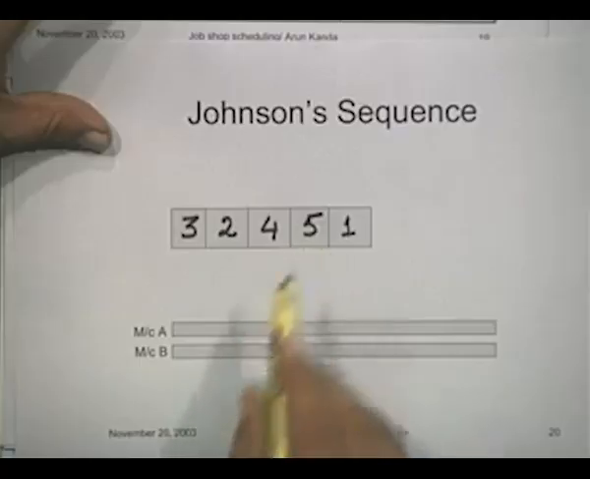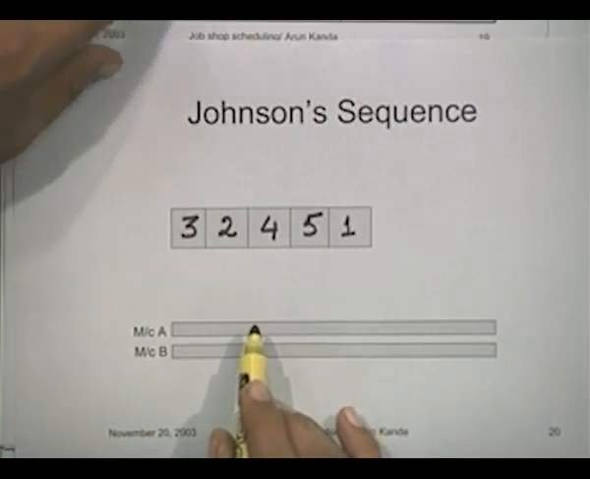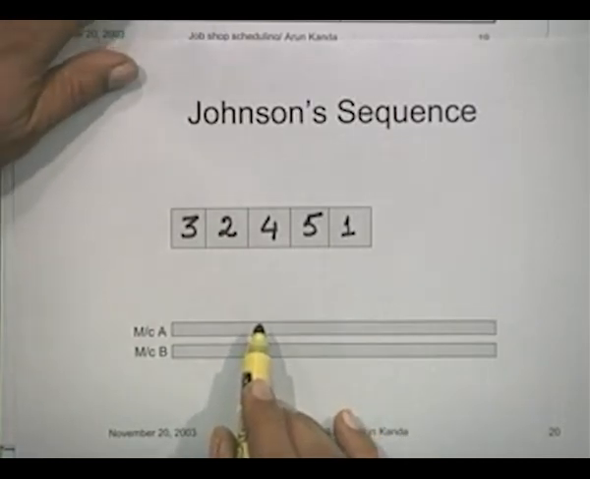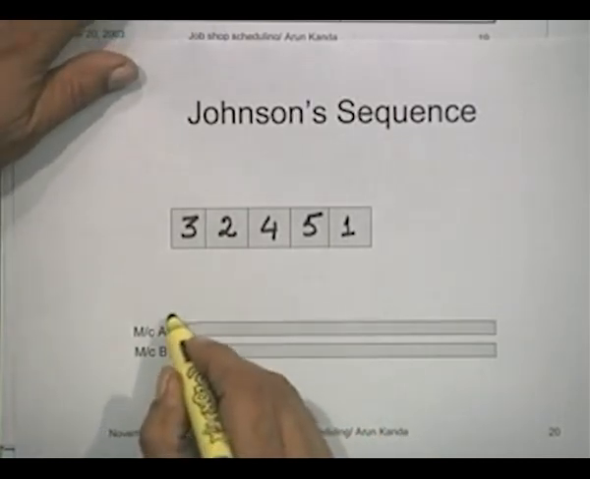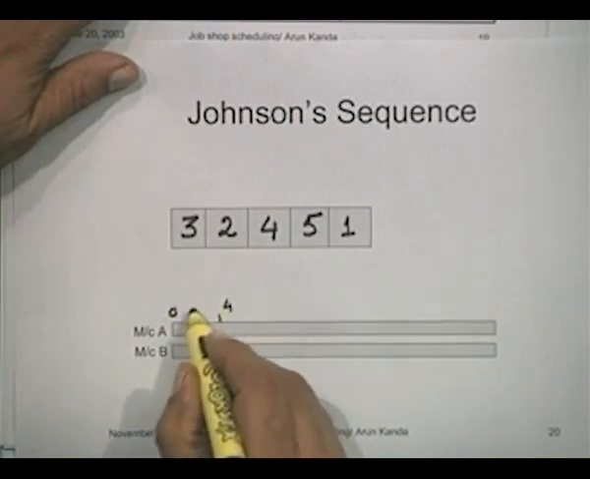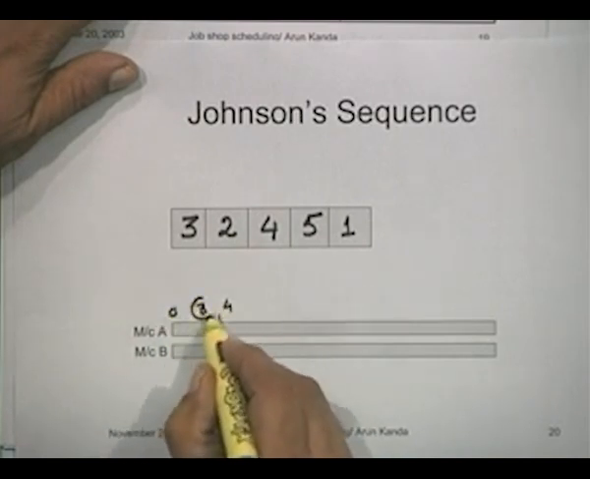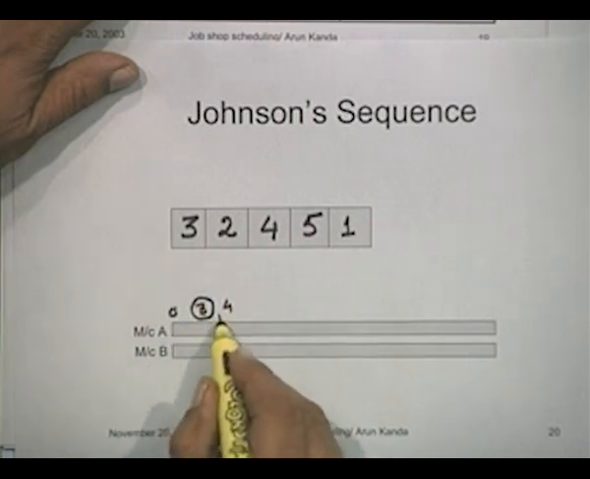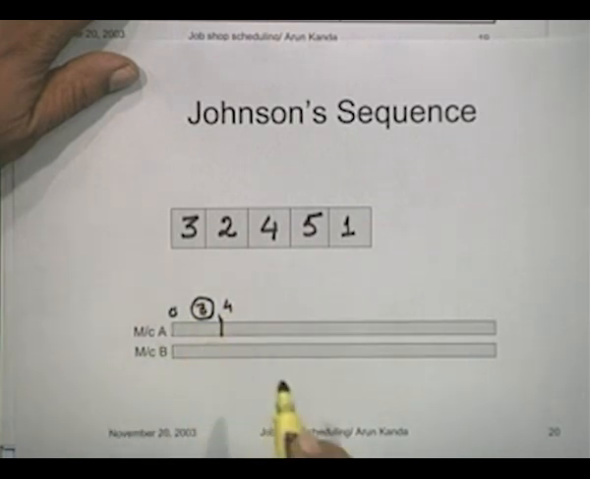The sequence is 3, 2, 4, 5, 1. Job number 3 has a processing time of 4. So we can go from time 0 to 4, and this is the time required for job number 3. Job number 3 on machine 1 will go from time 0 to 4.